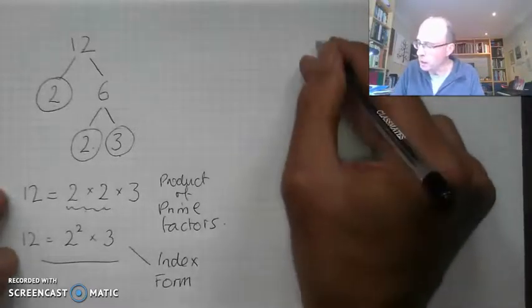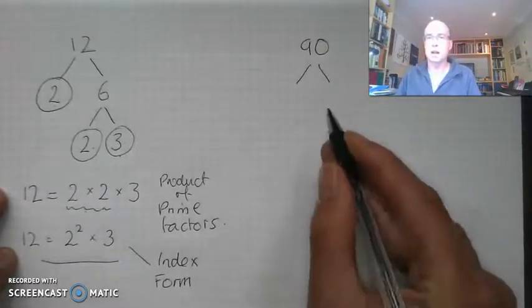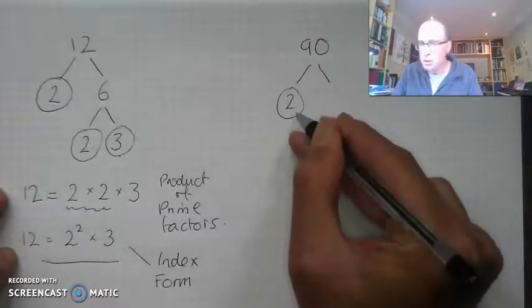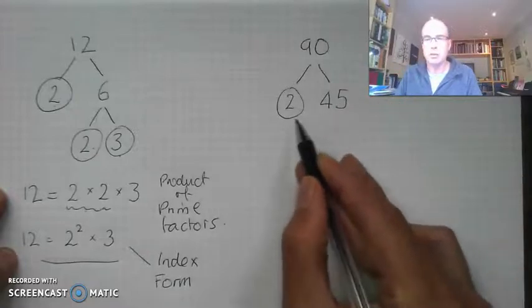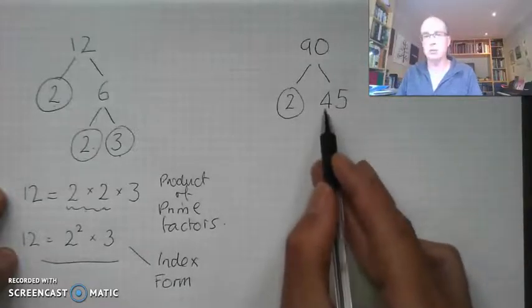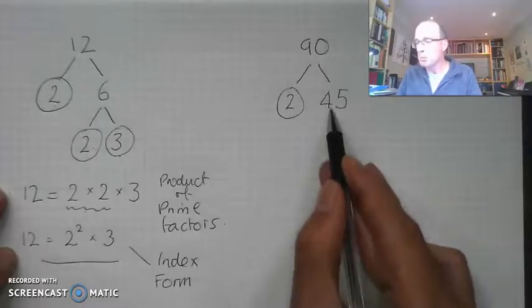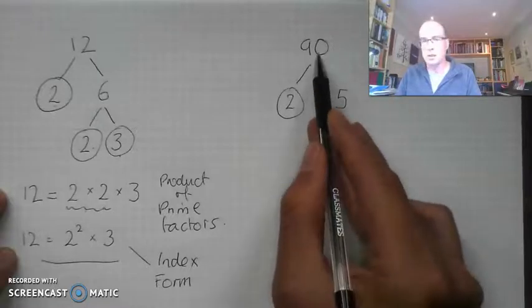I'm going to have a look at 90. So again, I'm going to start by splitting that into a factor pair. I'm going to pick 2, which is a prime number, and 45. Again, there's some different possible options I could have chosen from here, but I'm looking for 2 numbers that are both factors and both multiply together. They're a factor pair, multiply together to give me 90.